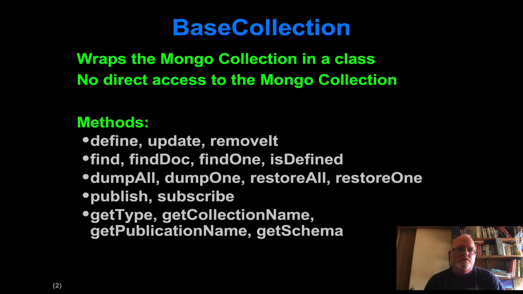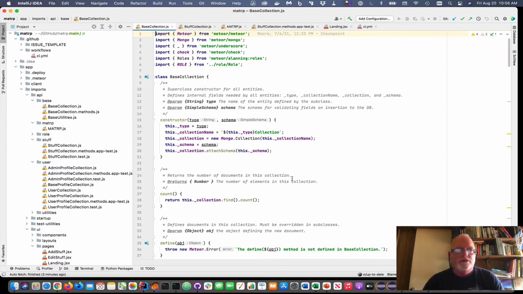What we did is we've created a base collection to wrap all the Mongo collections that stops the clients from directly accessing. You can't call insert on a collection. You have to go through the base collection's methods. And if we take a look, here's the code.